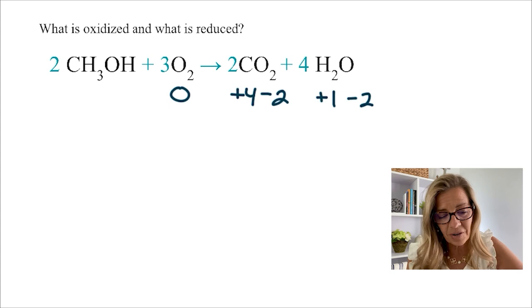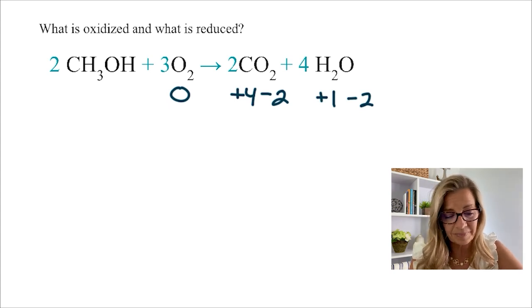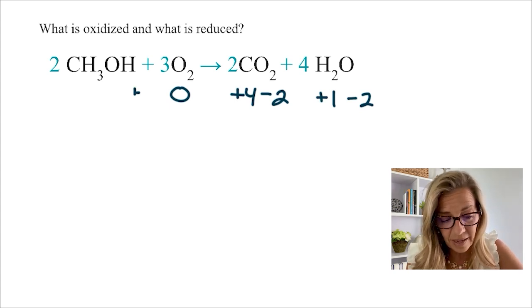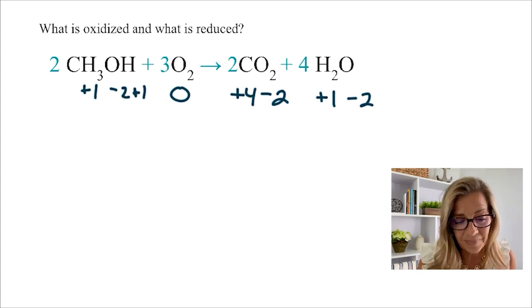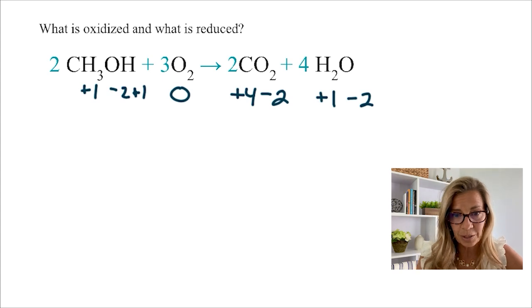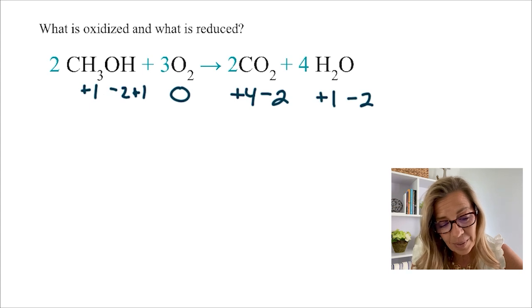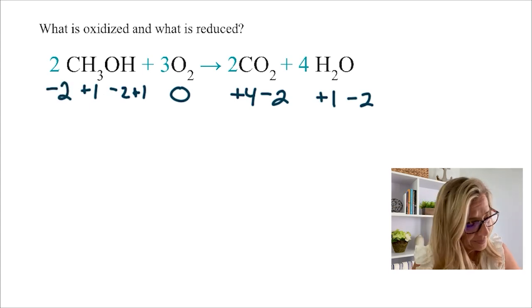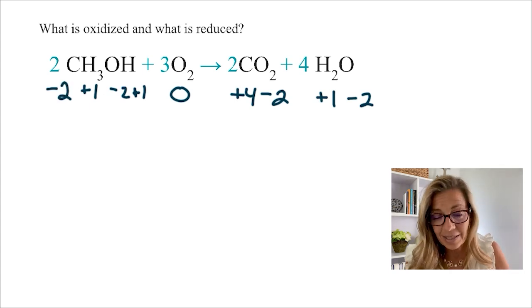Okay, we're going to go over here to the methanol. I've got a +1, a -2, a +1. Now we just have to figure out the carbon here. So 3 + 1 is +3, plus another, that's +4. And then the oxygen is a -2. So this must be a -2. Okay. Now, did something change?